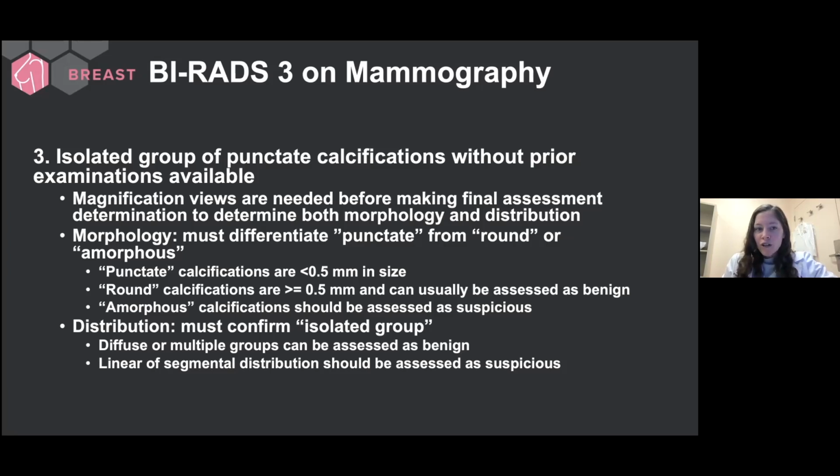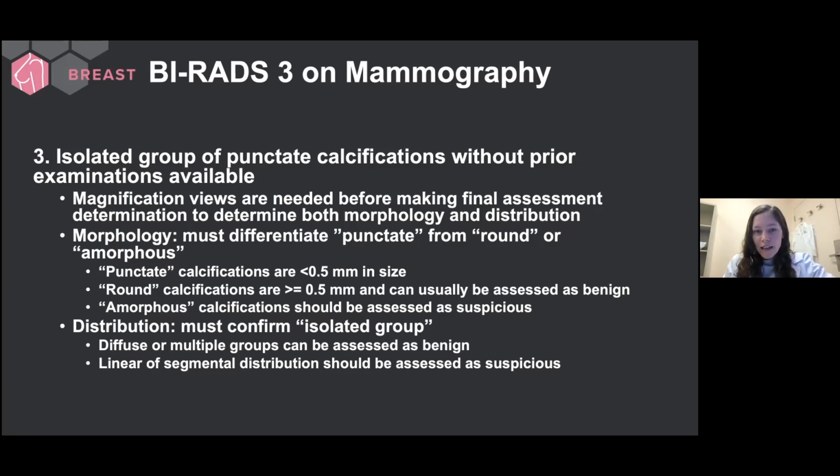The BI-RADS 3 category should only be used for punctate calcifications, and we want to differentiate punctate from either round or amorphous calcifications. So punctate are very small, less than 0.5 millimeters in size. Round calcifications are larger than 0.5 millimeters, and usually those can be assessed as benign. I think in practice, we often will see mixed round and punctate calcifications, and we can consider that a BI-RADS 3. But if they're all larger than 0.5 millimeters, then those can be assessed as benign.